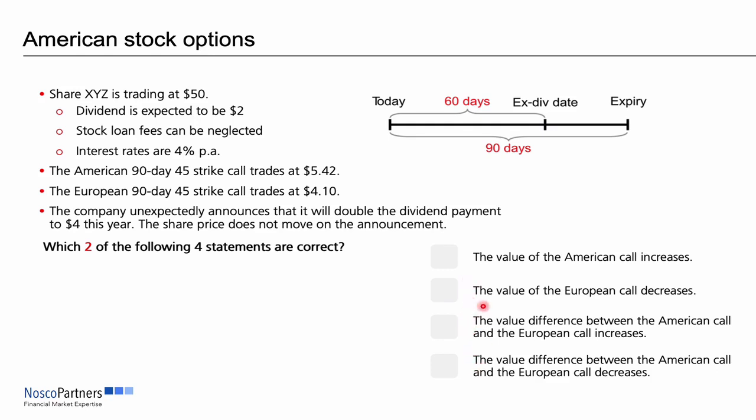And then I have 2 other possible answers. The value difference between the American call and European call increases. This is certainly correct. So the second one is certainly correct, and the third one is certainly correct. Why? Because the value of the European call goes down a lot, and the value of the American call can never go down more than 2. So it doesn't go down a lot. Hence, the difference increases. So even if you think the American option will go up a little bit, that is still correct. So this is correct, and this is correct.